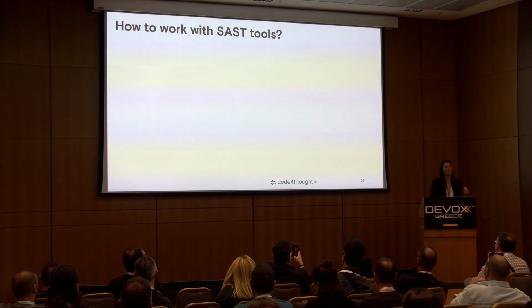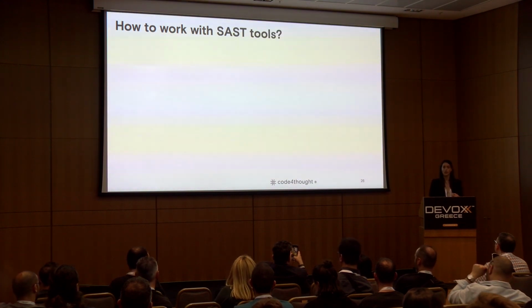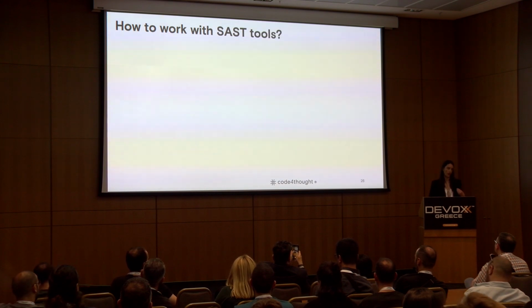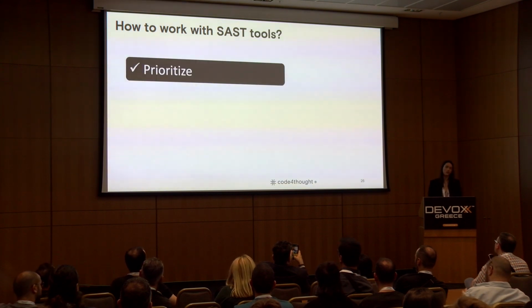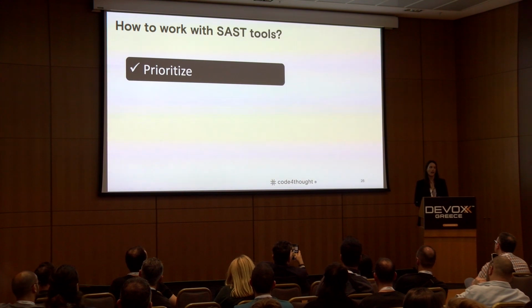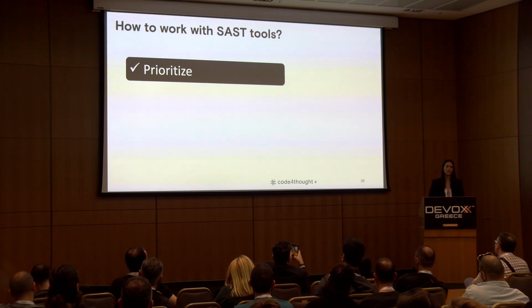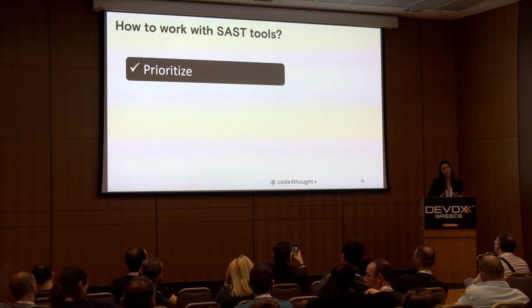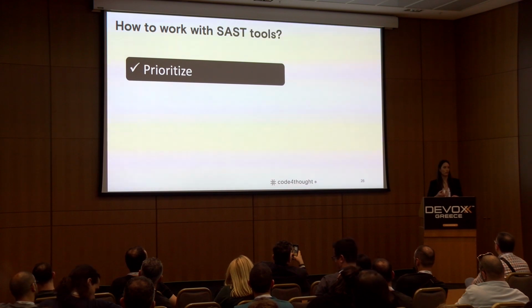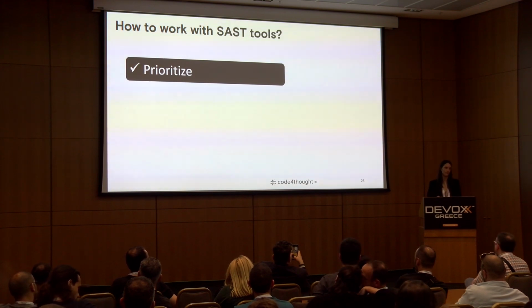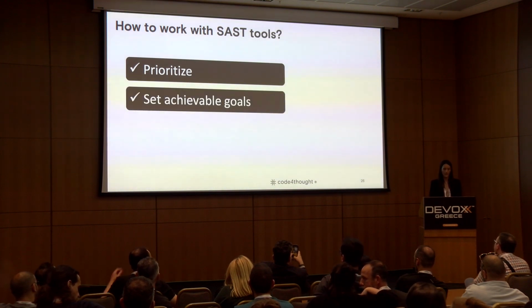So what is the best way to work with SAST tools in order to get some value out of them? First of all, prioritize. Based on the most critical findings, I would suggest to focus on them. After all, your system security is equal to the criticality of your most severe vulnerability. So prioritize and begin with the most critical.